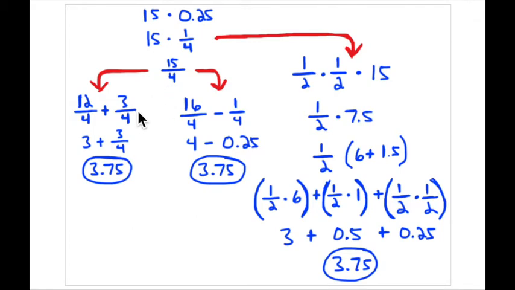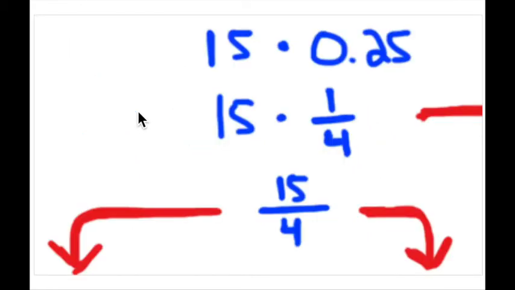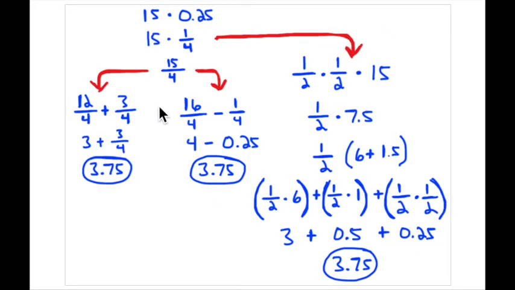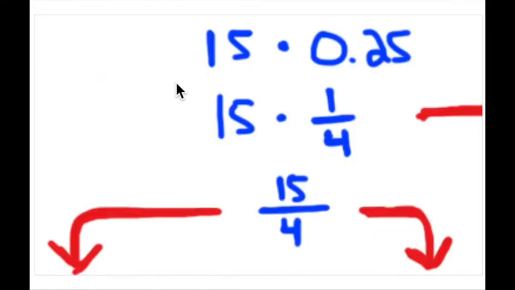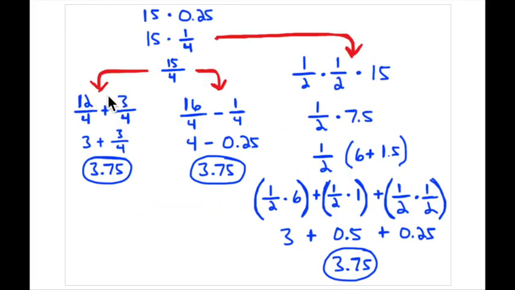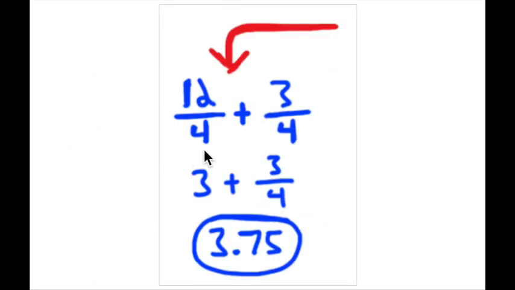So I'm going to zoom in on these. Let's see if yeah, right here. All right, so 15/4 is 15 times 1/4 is 15/4. All right, so this part right here, 12/4 plus 3/4 is right here. So 15/4 is the same as 12/4 plus 3/4. 12 plus 3 is 15, and so that gives you 15 total fourths.